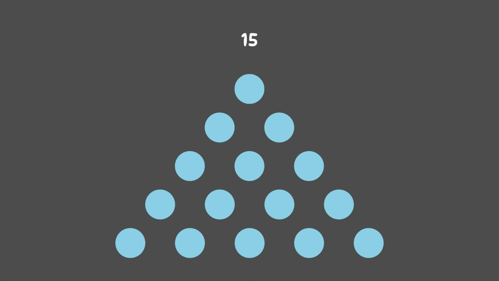So the key idea is, if the dots can be arranged to make a triangle, then that number is a triangular number.